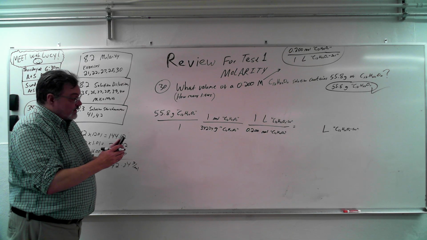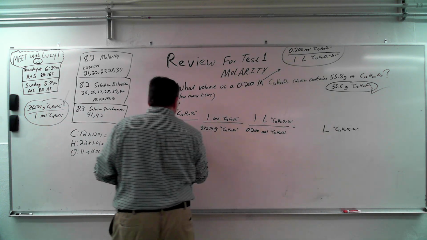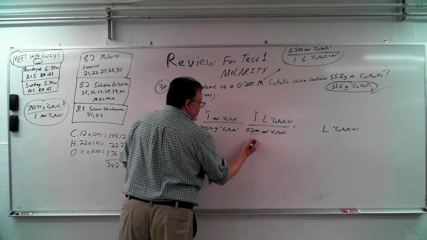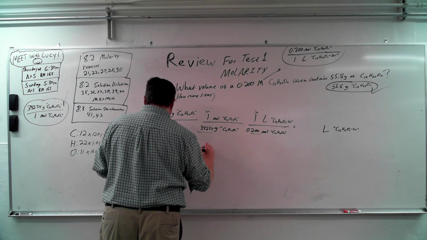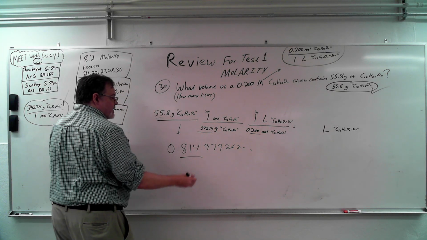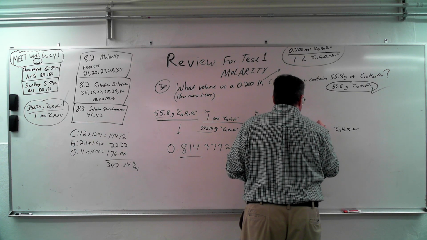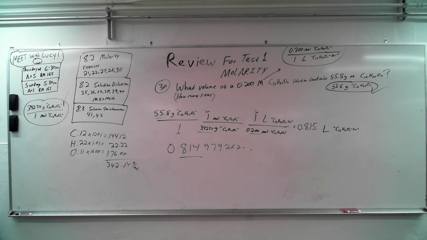55.8 divided by 342.34 divided by 0.2. You get, exact, 3 significant figures, 5. So I've got to have 3. My calculator says 0.814979926. With 3 significant figures, the 9 rounds the 4 up, so 0.815. And that's this. So that's the review. That's okay.